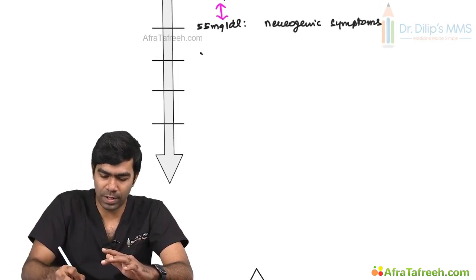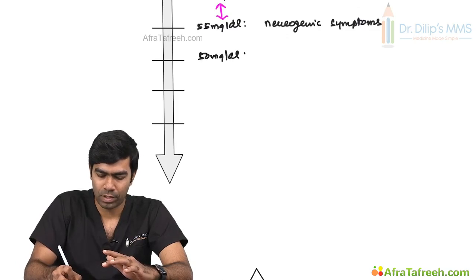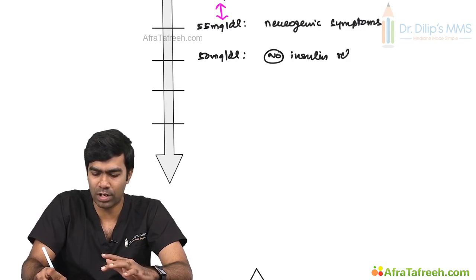And at 50 milligrams per deciliter, there will be absolutely no insulin release from the beta cells. The beta cells will completely shut down their insulin production and release.